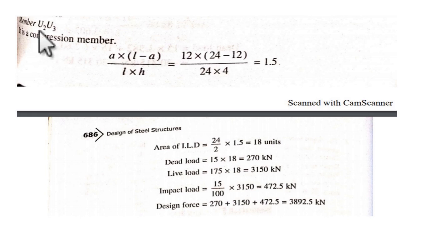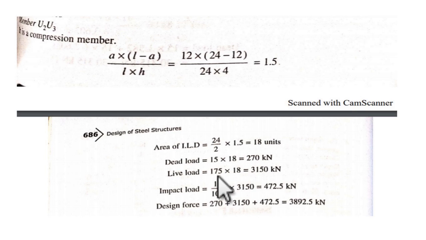Now for this member U2 U3, it's a top chord member, a compression member. We have found the ordinate of the ILD. This is 1.5. So what is the area of the ILD? Half into 24 into 1.5. So this gives you 18 units. Dead load is given. Dead load will be 15 kilonewton per meter into the area. Dead load will be the UDL, whatever UDL is given, into the area of the ILD triangle. So this gives you 15 into 18, 270.